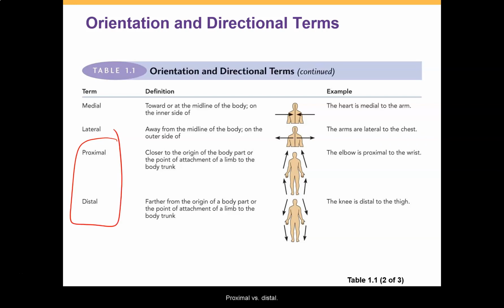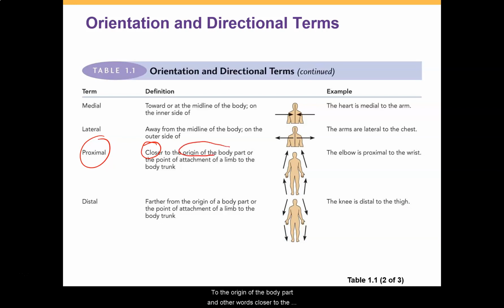Proximal versus distal. Proximal versus distal is reserved for when we are looking at body structures or components that are found on the appendages, meaning upper and lower appendages. Proximal means close to the origin of the body part. If we are looking at components in the upper limb, the origin of the upper limb is the shoulder. In other words, where the limb attaches to the body.